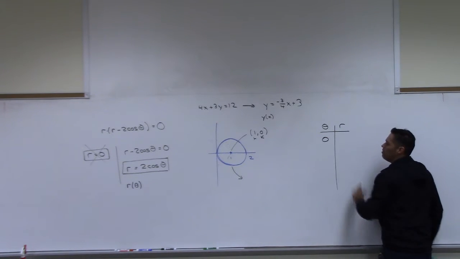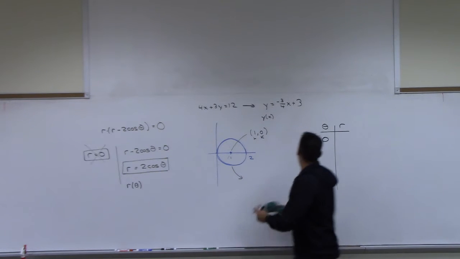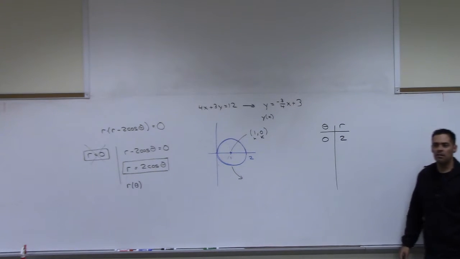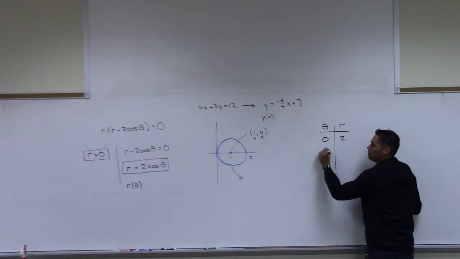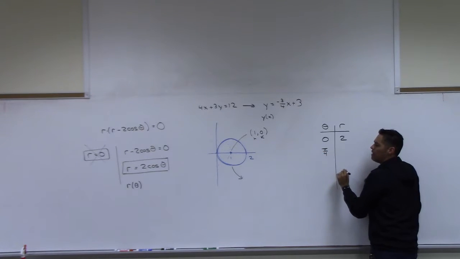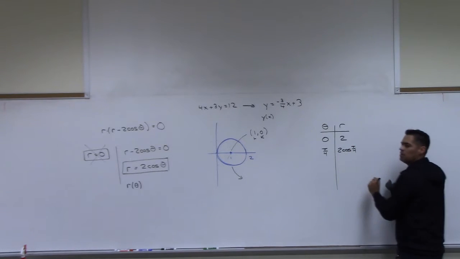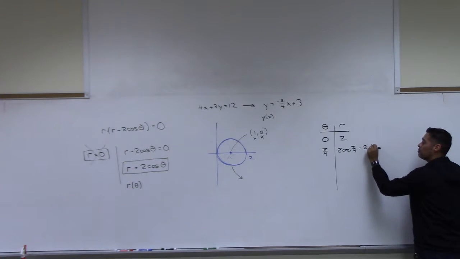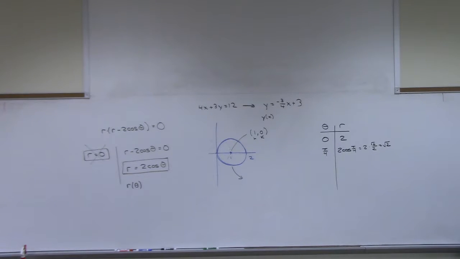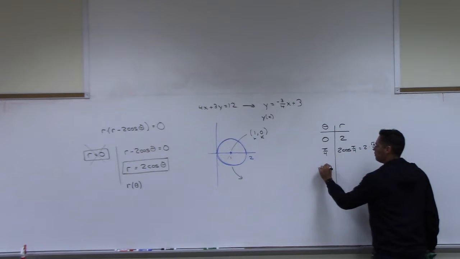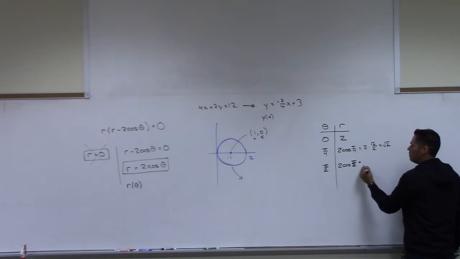0? If I plug in 0, what is cosine of 0 times 2? 2. Okay? So 2, like that. Give me another theta. Let's go a little smaller than pi over 2. Pi over 4? So what would happen at pi over 4? We'd have 2 cosine of pi over 4, which is 2 times root 2 over 2, and that would just be root 2. Now give me pi over 2. So 2 cosine of pi over 2, what's cosine of pi over 2? It's going to be 0, so this is just 0.